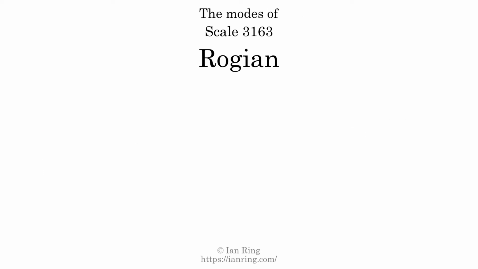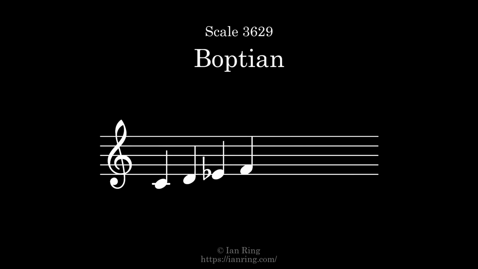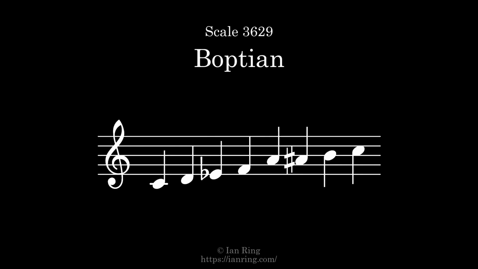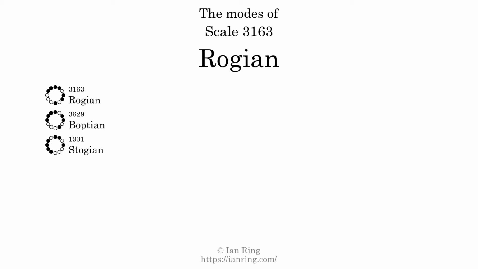This scale has 7 modes. The first mode is itself. The second mode is scale 3629, also known as Boption. It sounds like this. The third mode is scale 1931, also known as Stojan. It sounds like this.